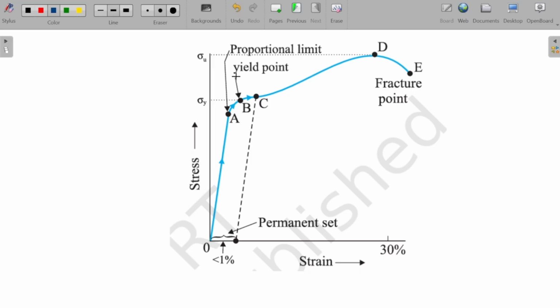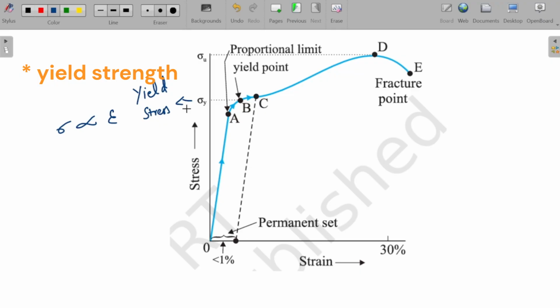Okay, so this point A is the proportional limit. Up to here, the stress is directly proportional to strain. Beyond this, it is not directly proportional, but up to point B, which is the yield point, this stress is called yield stress, sigma y. So up to here, it can get back to its original shape, but beyond this, it is not coming back.